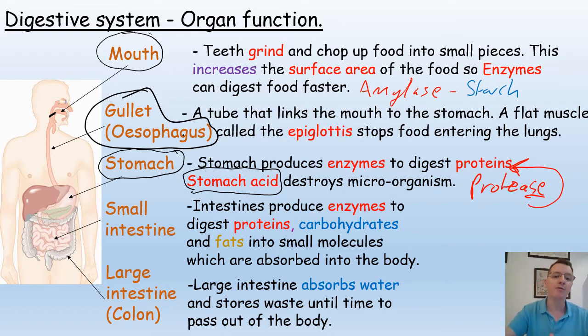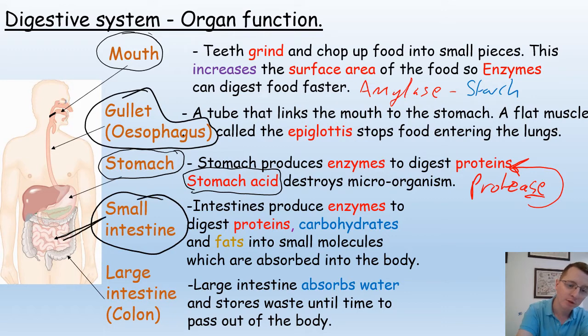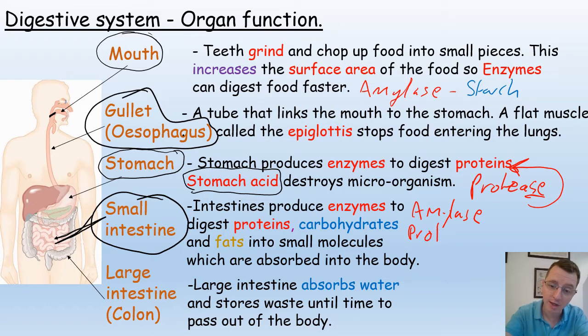In fact, the majority of your digestion actually takes place in the small intestine. The small intestine produces a range of enzymes. It produces amylase, which will break down starch. It produces a range of protease enzymes to break down protein, and it produces lipase enzymes, which will break down fat. Once we've broken down these large insoluble molecules, they can be absorbed into the blood through the wall of the small intestine. And we'll talk about in a moment how the small intestine is adapted to absorb these molecules as quickly as possible.